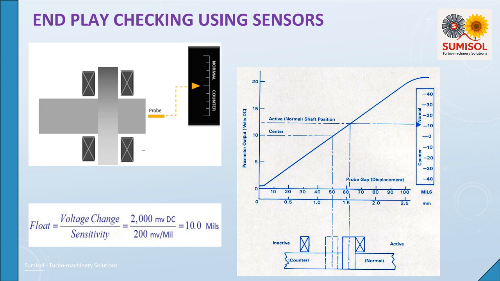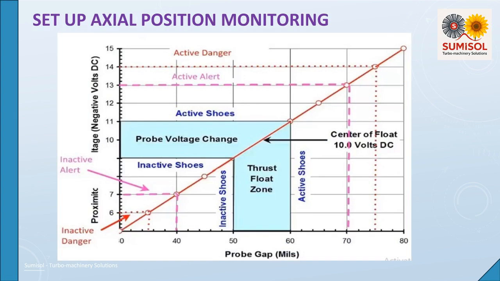Gap implies the space between the probe, eddy current sensor face, and the metal used in calibration. Setting of thrust probe voltage: ideally, the center of the transducer's linear range should correspond to the center of the rotor's float zone, but it is difficult to position the rotor in the middle of the float, so we set the rotor to one end of the float and set the voltage correspondingly.